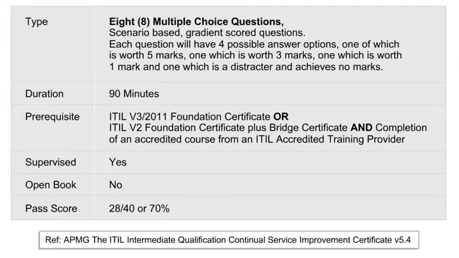As a prerequisite, you need to have an ITIL 2011 Foundation Certificate or ITIL V3 Foundation Certificate plus Bridge Certificate and completion of an accredited course from an ITIL accredited training provider. It is a supervised exam and closed book. You need to acquire a minimum pass score of 28 right answers out of 40 questions, or score 70% in the exam. The next slide talks about exam tips.